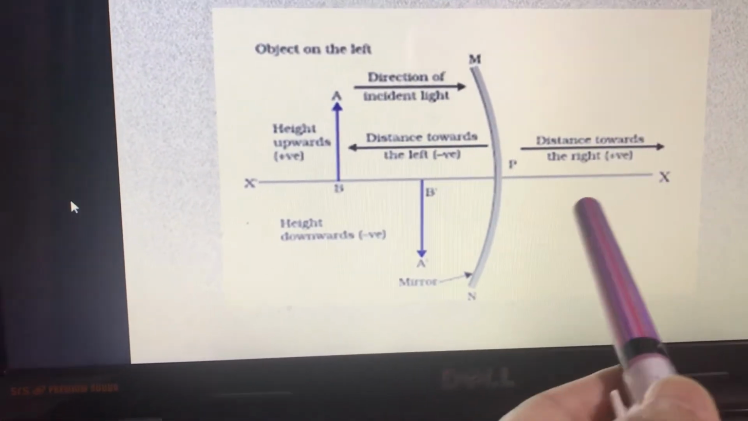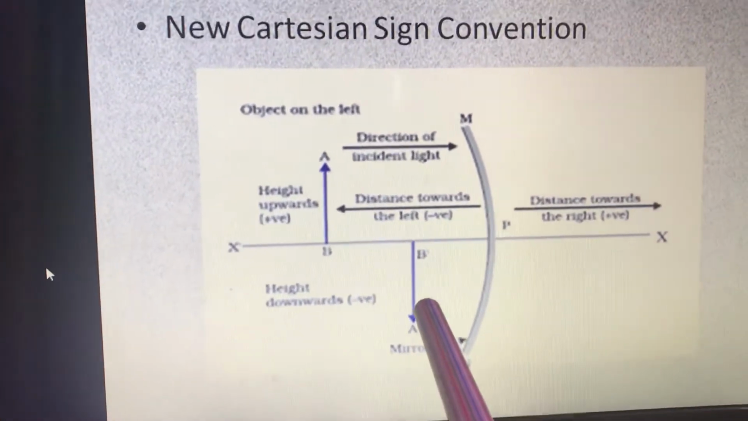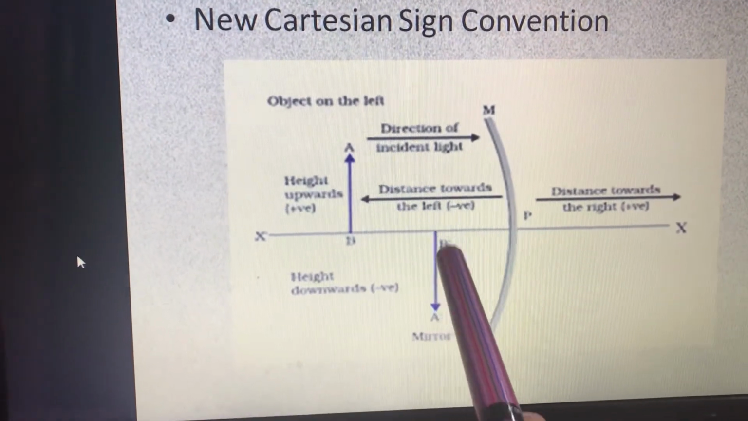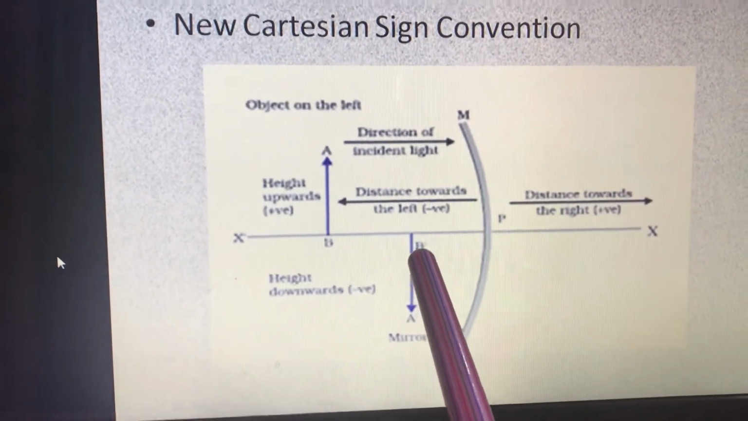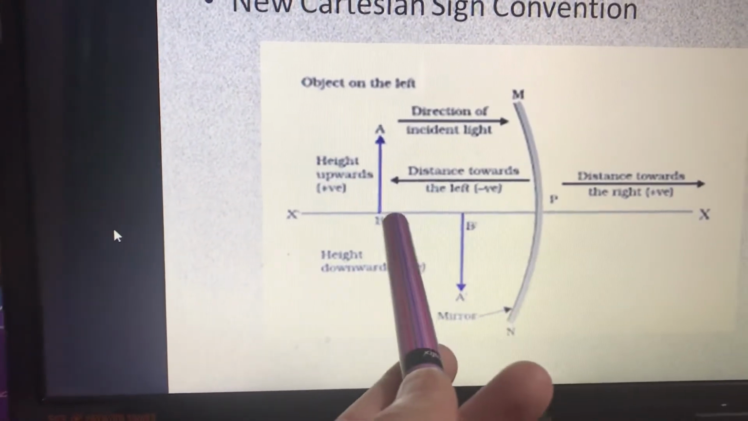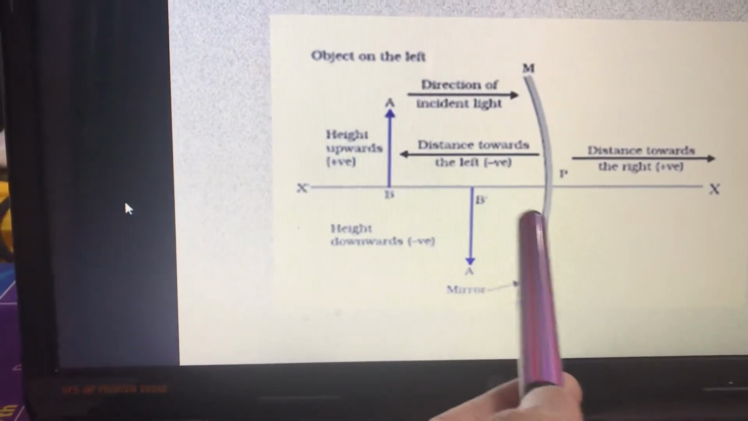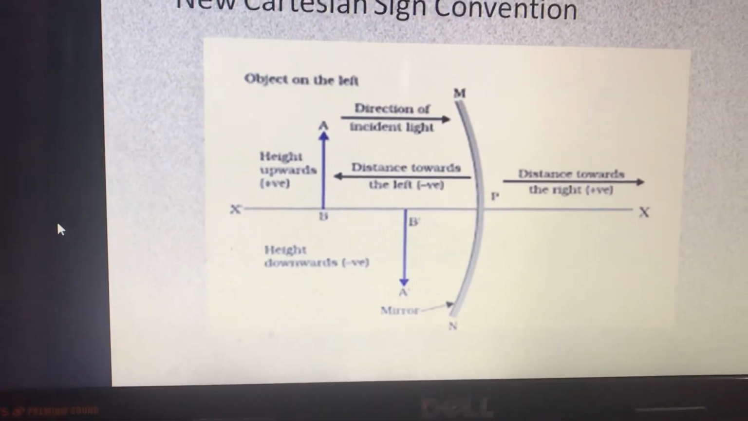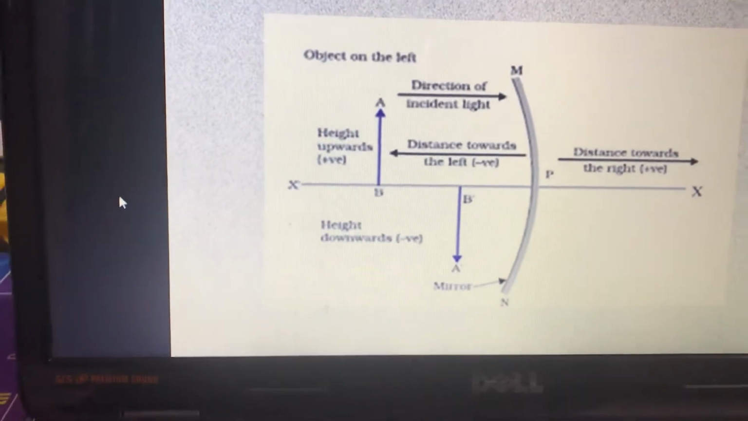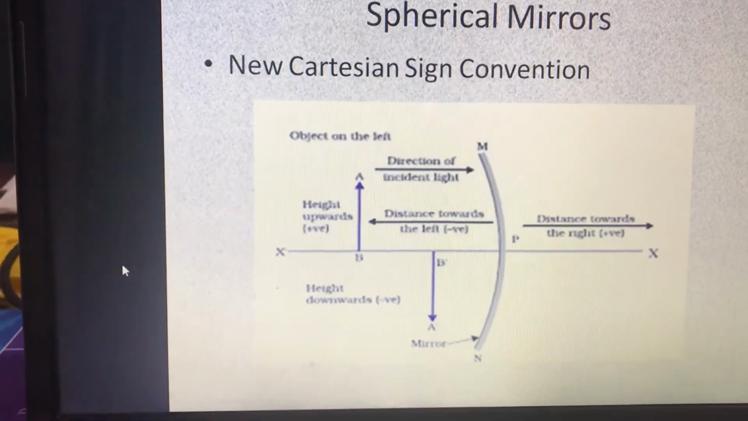Okay, height upwards, if the image is virtual, so it is erect, so we take the height as positive, and if it is downwards, meaning for a real image, we take it as negative. Okay, for a real and inverted image it is negative. So we follow this sign convention. Here the object distance we denote by small u, image distance we denote by small v, and focal length is denoted by f. I hope this is clear with you.